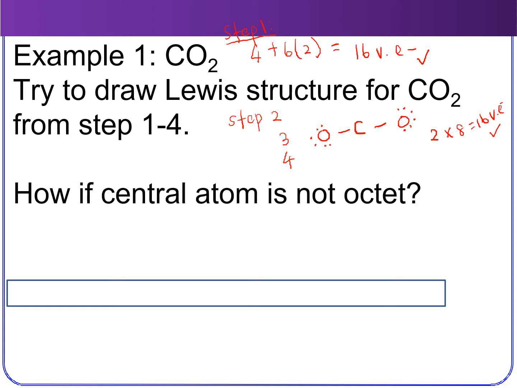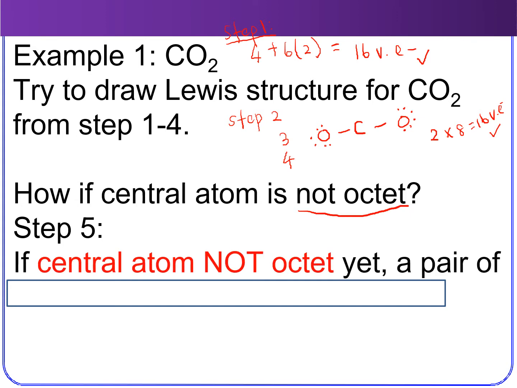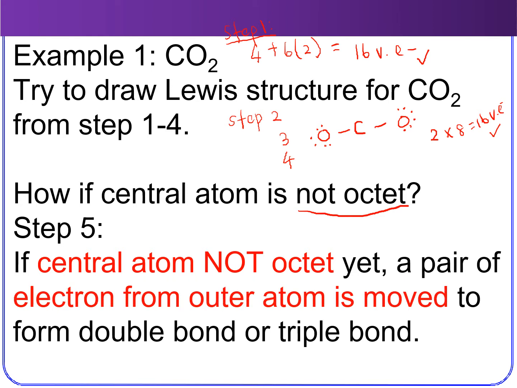However, we notice that the central atom is not octet yet. So we continue with step 5. What are we going to do so that the central atom achieves octet? If the central atom is not octet yet, a pair of electrons from the outer or terminal atom is moved to form either a double or triple bond. Outer atoms can also be considered as terminal atoms.